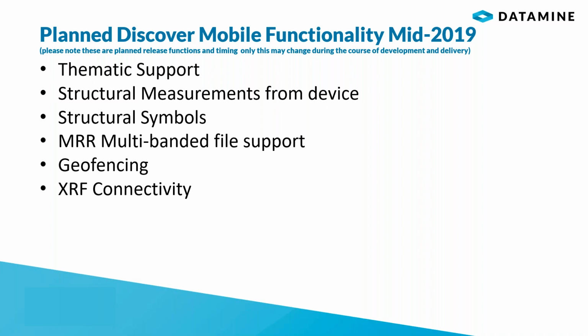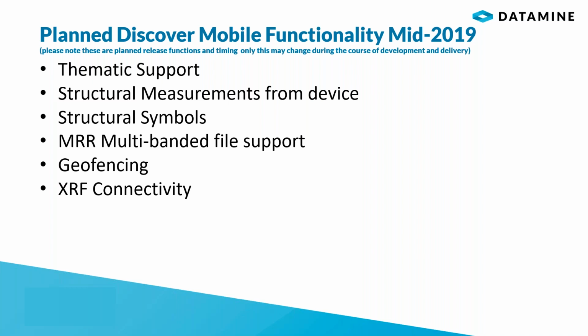So to have color associated with your point files and such, and you want to see certain trends, you can take that out. You will be able to take structural measurements from your device, so capture the dip and strike using your mobile phone. You'll also be able to visualize structural symbols on the device. We'll have multi-resolution raster, multi-banded file support, such as Landsat imagery and such.